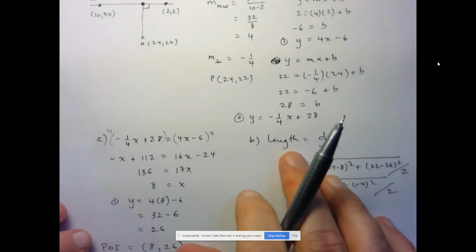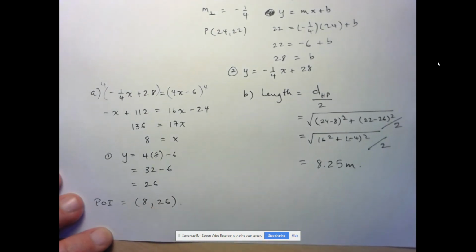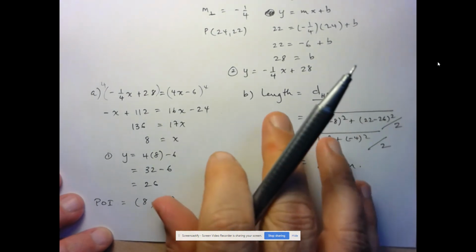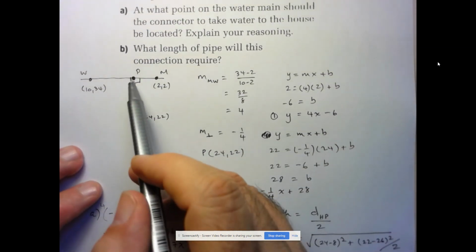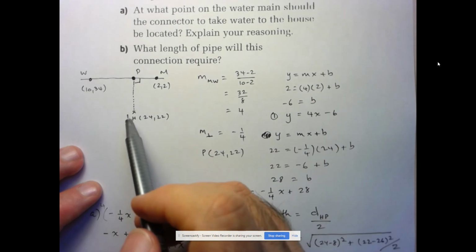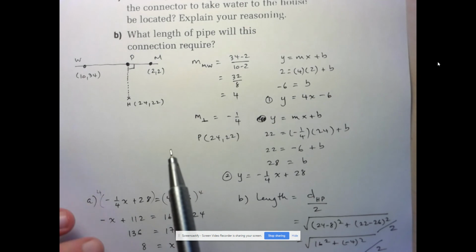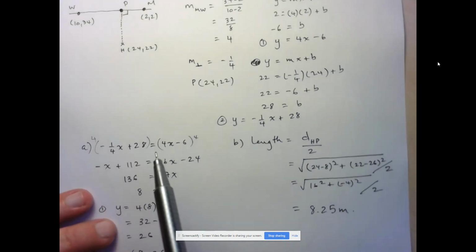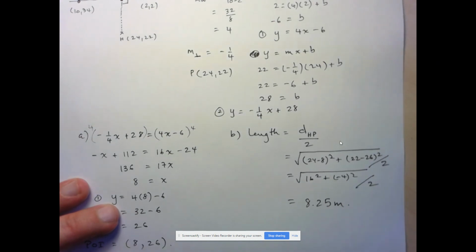Once I had the 2 equations, I solved the system of equations to determine the point of intersection. And once I had the point of intersection, I was able to use my distance formula to find the distance between these 2 points. This had the extra little complexity that each tick on the graph only represented half a meter. So that's why I had to divide that by 2. All right, that's it for this one.